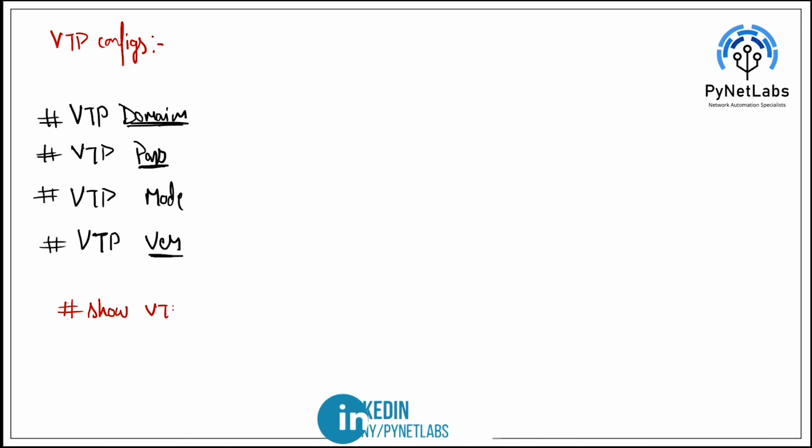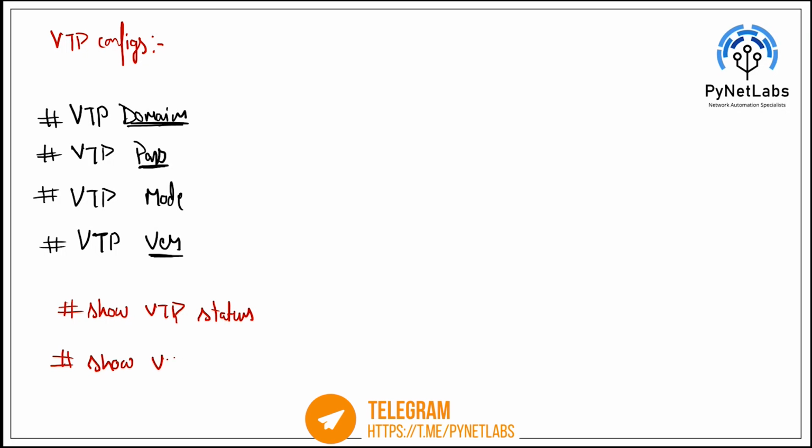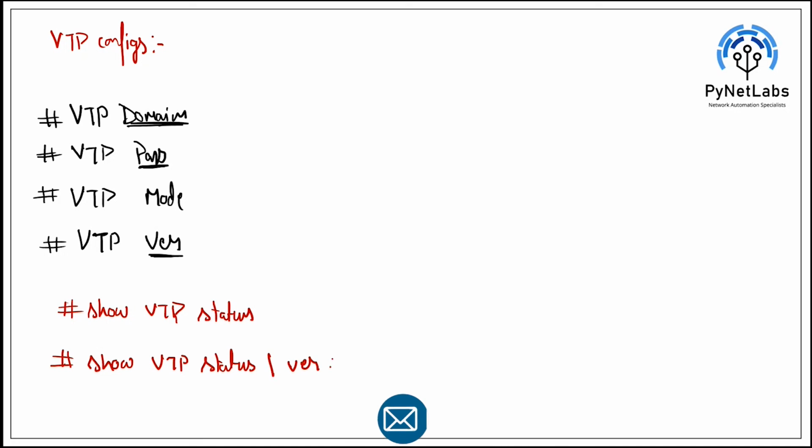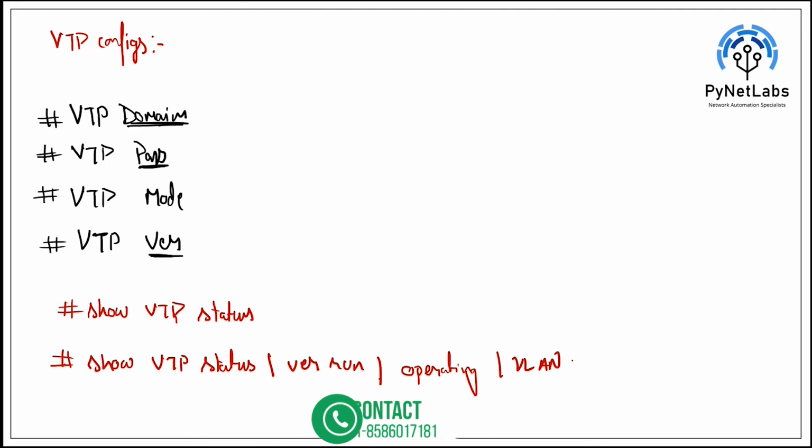Now to verify, the command is show vtp status. You can also use it like this if you want to directly see the configuration: show vtp status, pipe section, version, to see the current running version, pipe section again, and operating VLAN. So you see the number of VLANs running, and if you write revision here, you'll get the revision value as well. Okay, guys? Yes, sir.